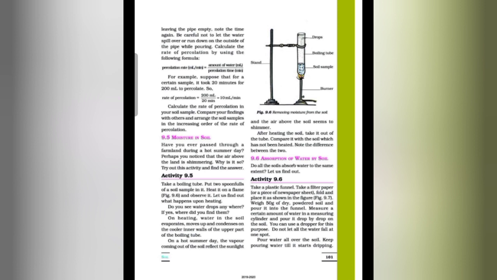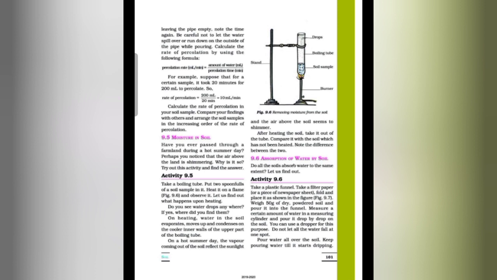Now we are going to discuss another property of soil, that is moisture in the soil. Moisture means water in the soil, or we can say soil contains water. Have you ever passed through a farmland during a hot summer day? Perhaps you noticed that the air above the land is shimmering. Why is it so? Try out this activity and find the answer.